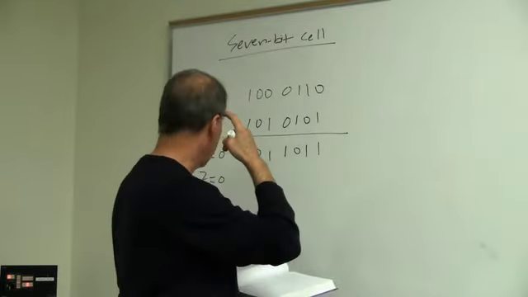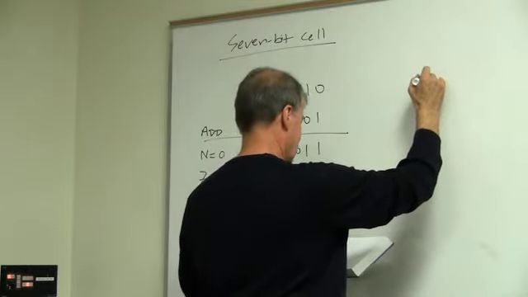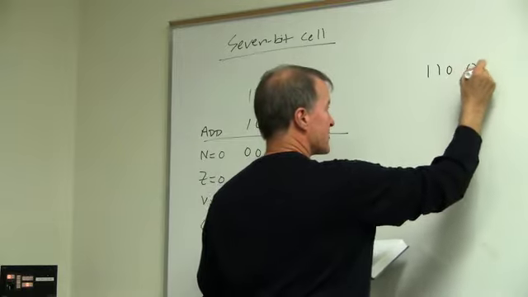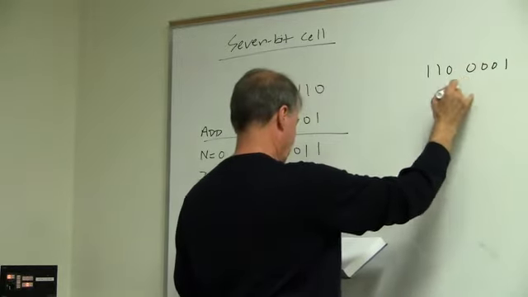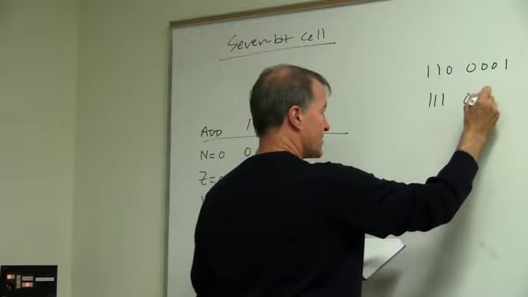Okay, in fact, let me do one more adding two negatives. Here, let's do another one adding two negatives. Let's do 1 1 0 1 1 0 0 0 0 1 and 1 1 1 0 1 0 1.